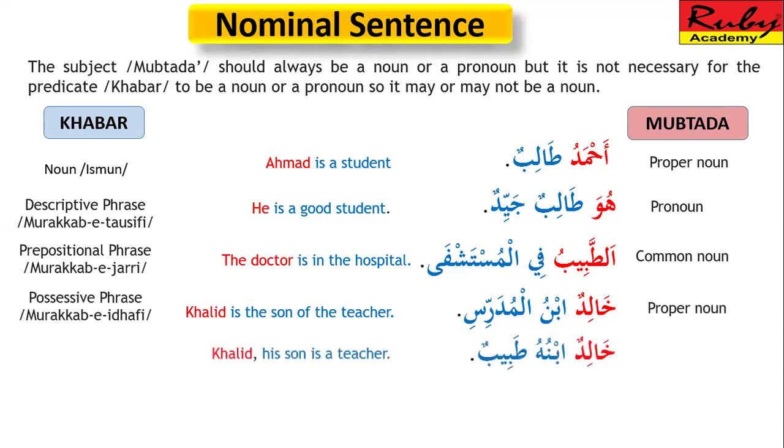Now let's take the fifth sentence. Khalidun ibnuhu tabibun. Khalid, his son, is a doctor. So here Khalid is the subject, that is mubtada, and ibnuhu tabibun is the predicate, that is khabar. Mubtada is a proper noun and khabar is jumlatul ismiya. Ibnuhu tabibun. His son is a doctor.